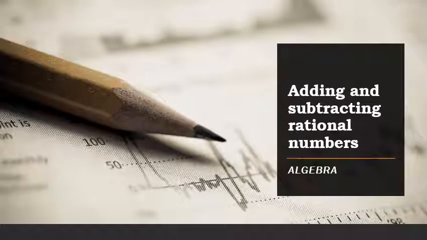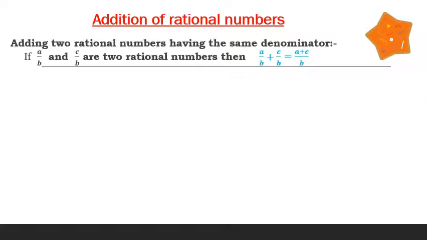Today is a lesson on adding and subtracting rational numbers. Adding rational numbers: we have two types. Number one, if the same denominator, and number two, if the different denominator.